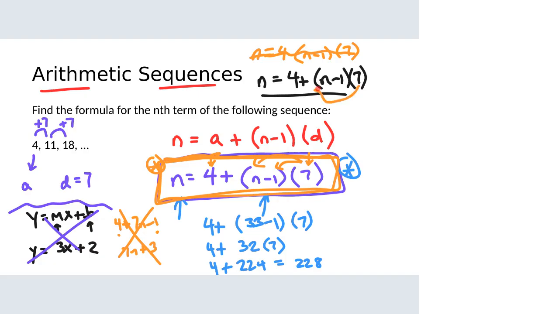Sometimes I've had students put the 7 on this side, so it's 4 plus 7 times n minus 1. That's okay. That's fine. You get credit for that one. But try to mimic this format as much as you can.